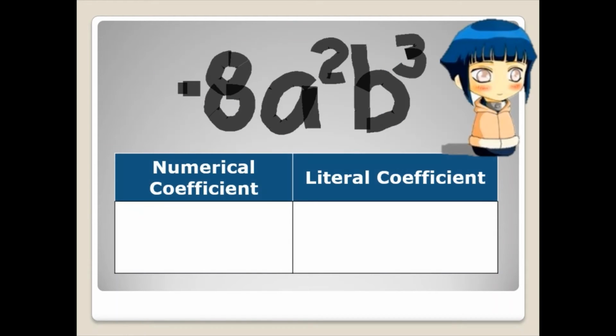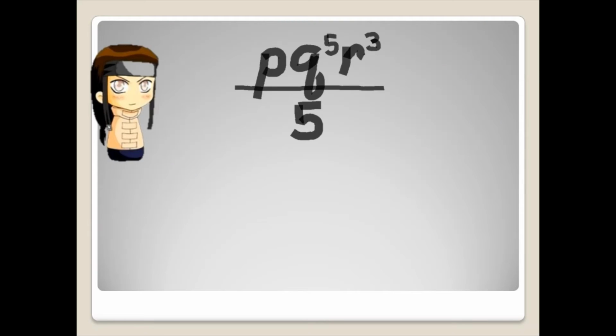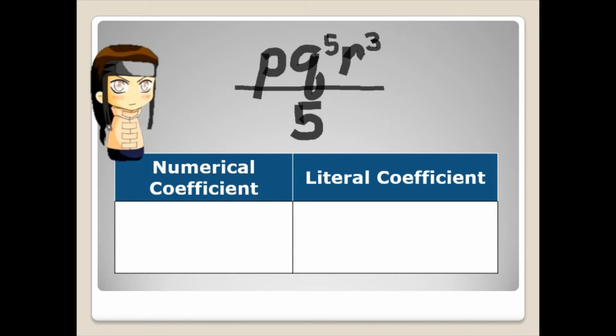Negative 8a squared b cubed. What's the numerical coefficient? That's negative 8. What's the literal coefficient? That's a squared b cubed. We include the exponents of the variables. If I have pq raised to 5 r cubed over 5, what's the numerical coefficient?